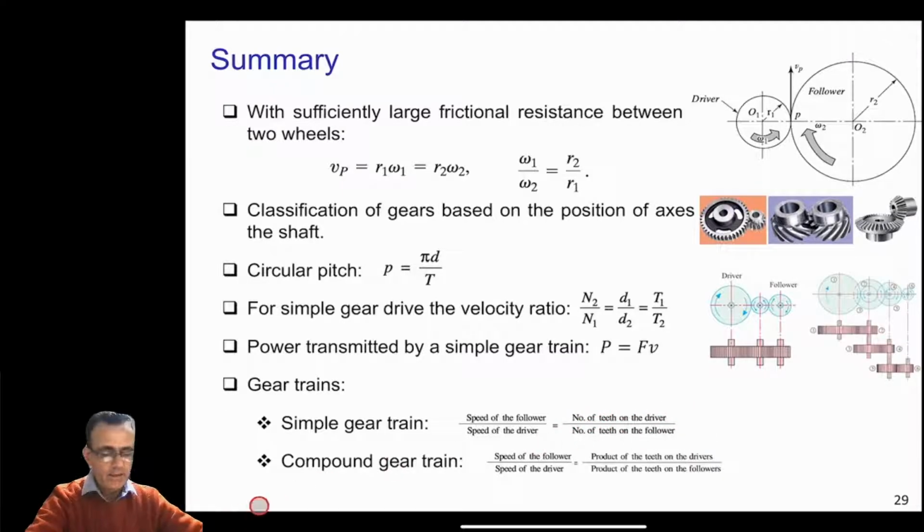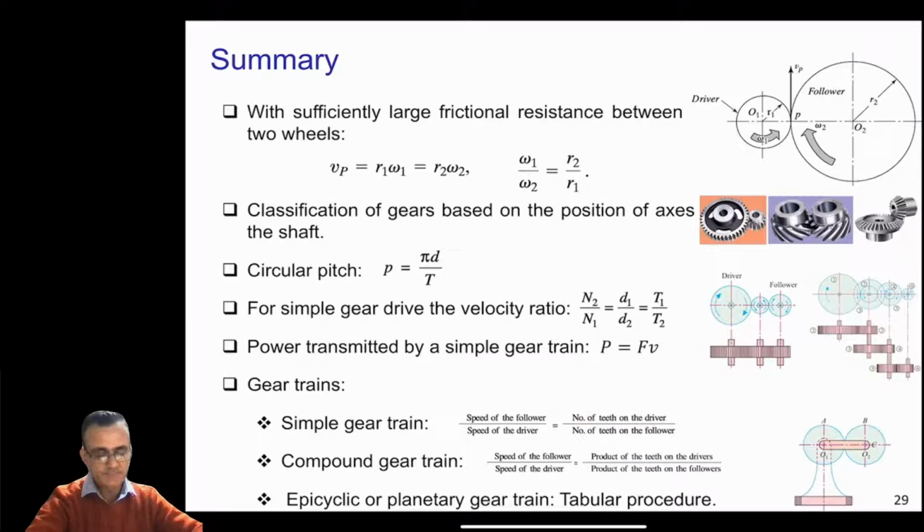But in the compound gear train, as you can see in this figure here, on each shaft, on the intermediate shaft, we have two wheels, and the speed ratio is the product of the teeth on the driver divided by the product of the teeth on the follower. So in this case, the number of teeth on the intermediate wheels affects the velocity ratio.